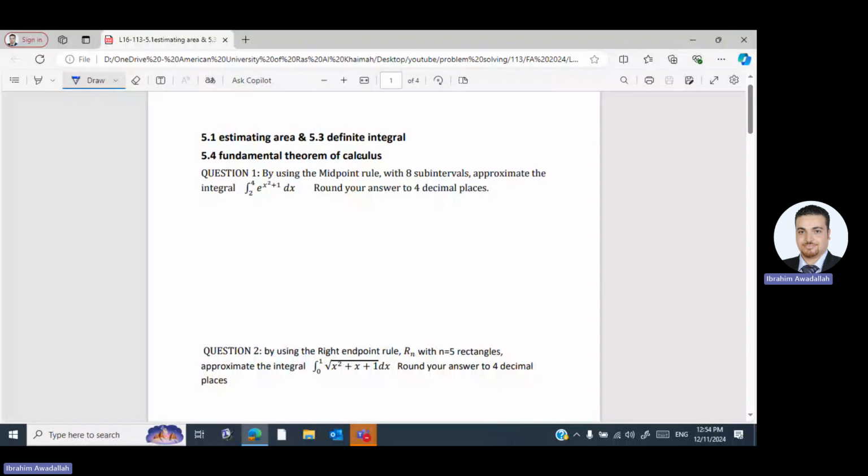Regarding three lessons: estimating area (left endpoint, right endpoint, midpoint), definite integral (we have bounded start and end), and the fundamental theorem of calculus, we have the application part 1 and part 2. So I will start solving first for estimating area, question number 1 and question number 2.